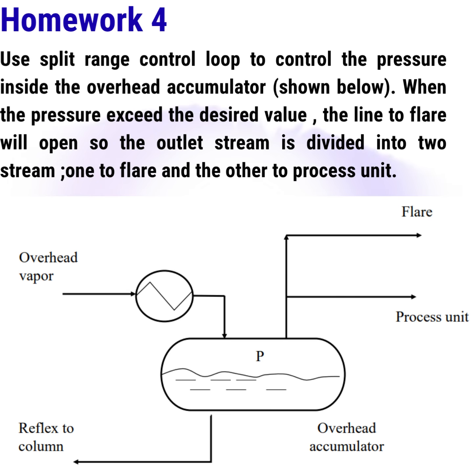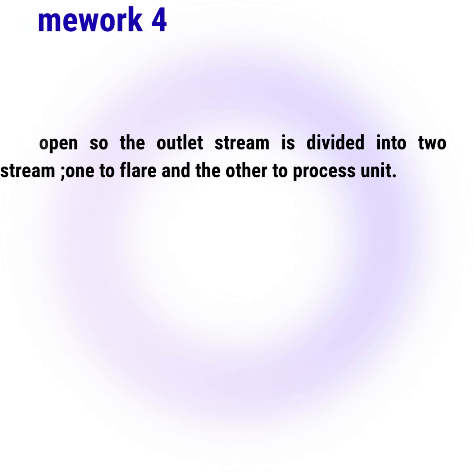Homework 4. Use split range control loop to control the pressure inside the overhead accumulator, shown below. When the pressure exceeds the desired value, the line to flare will open so the outlet stream is divided into 2 streams, one to flare and the other to process unit.